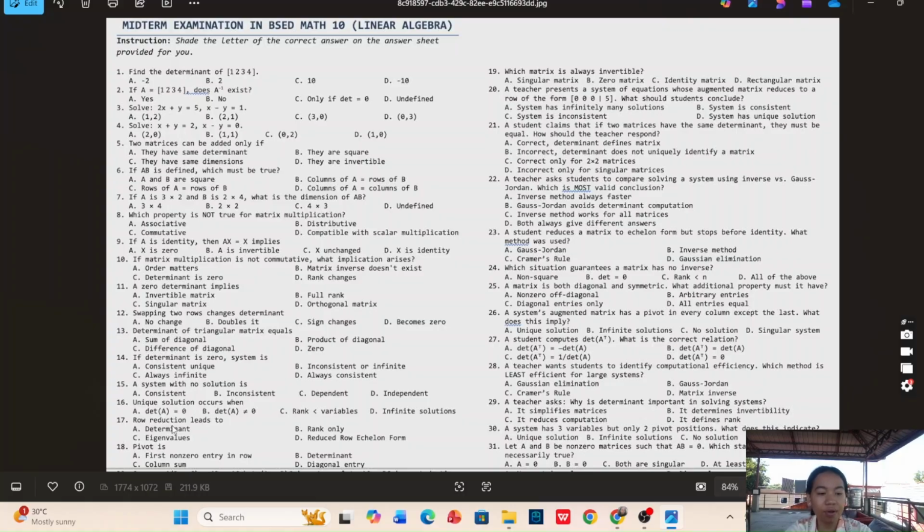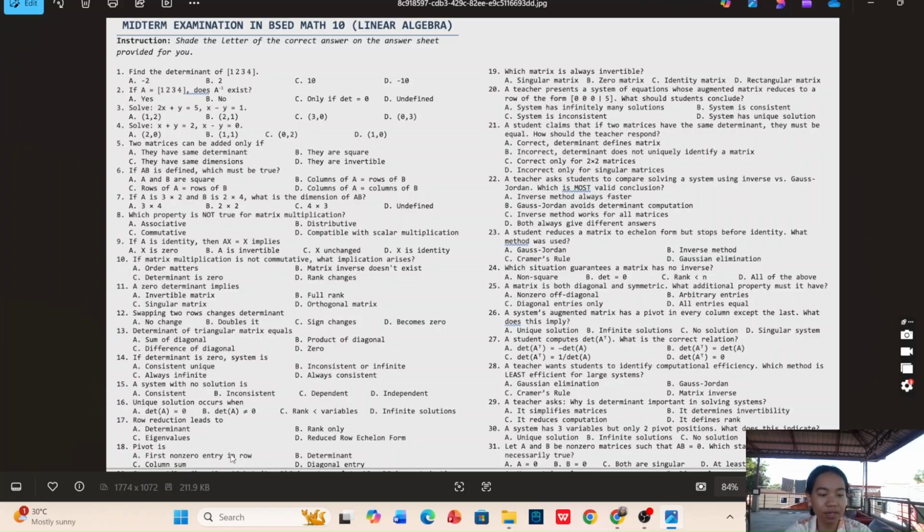Number 17 question. Row reduction leads to, among these choices, the correct one is letter D, reduced row echelon form. This is because row reduction leads to reduced row echelon form, which simplifies solving systems.